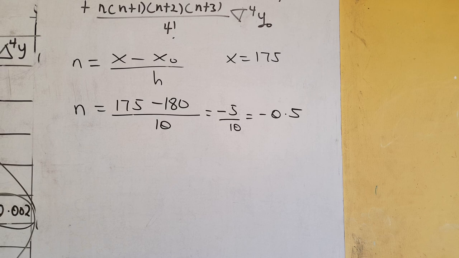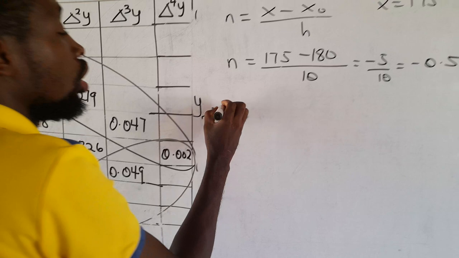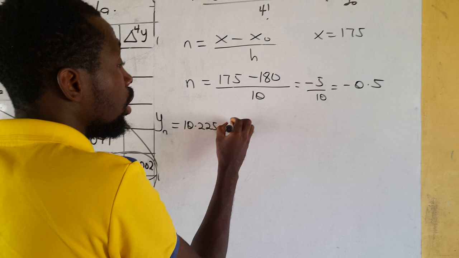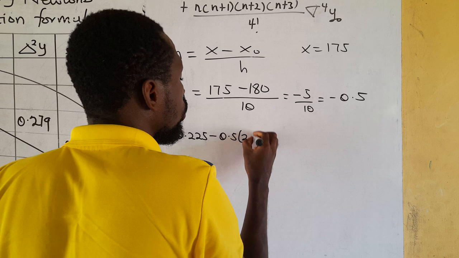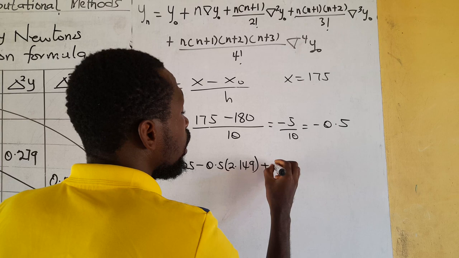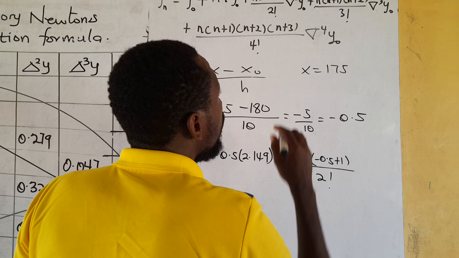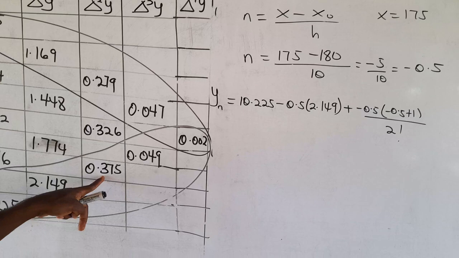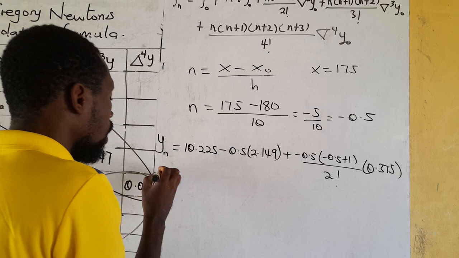So having our n as negative 0.5, we substitute. We can therefore get that our yn is equal to y naught, which is 10.225, our n is negative 0.5, nabla y naught is 2.149. Then we substitute, so our n again, negative 0.5 times negative 0.5 plus 1, over 2 factorial, our nabla square y naught, which is 0.375, so times 0.375.